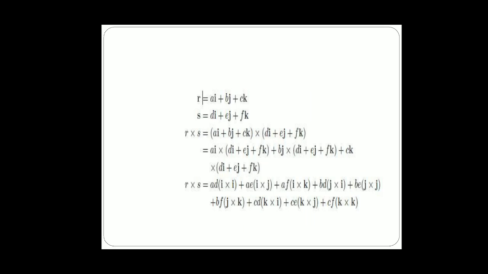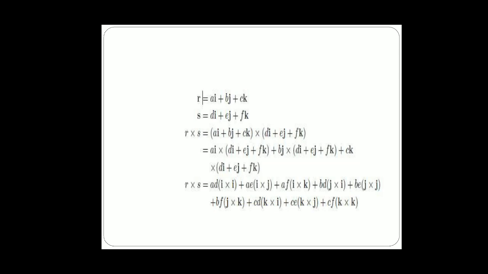Let's define two vectors and proceed to multiply them together. r is equal to a i plus b j plus c k, and s is equal to d i plus e j plus f k. So r times s means multiplying both components. We take the first component of the first bracket and multiply it with the whole second bracket, then the second component, and again the third. Likewise, we multiply each and every term and get the answer.